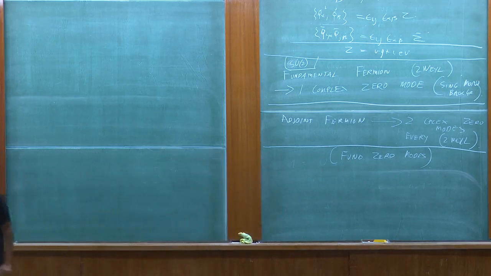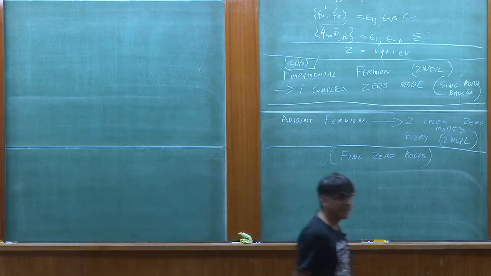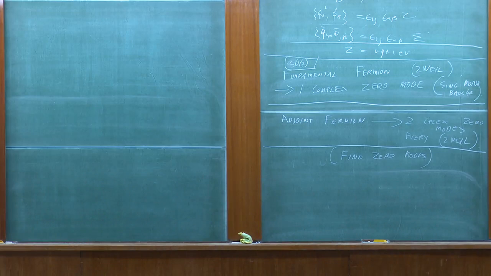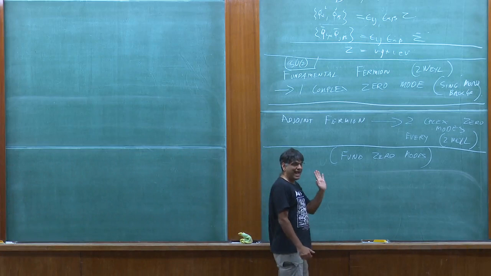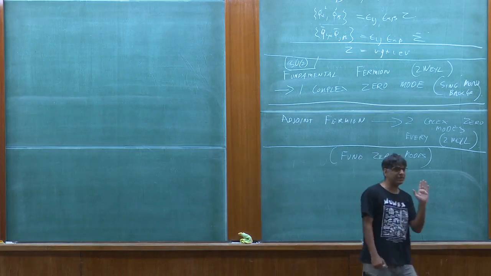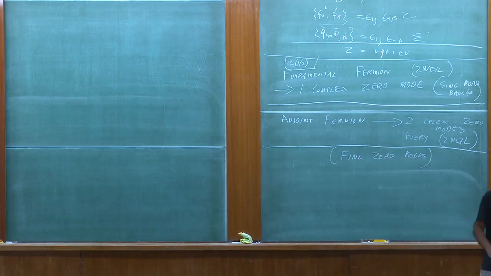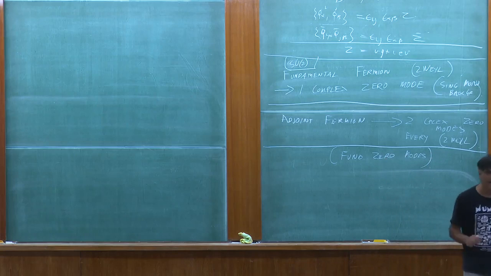First question: these fundamental zero modes, when they arise, what space-time quantum numbers do they carry? Now, remember that we were looking at the SU2 theory. In the SU2 theory, the fundamentals were in the fundamental of SU2, and they're also in the half representation of rotations.